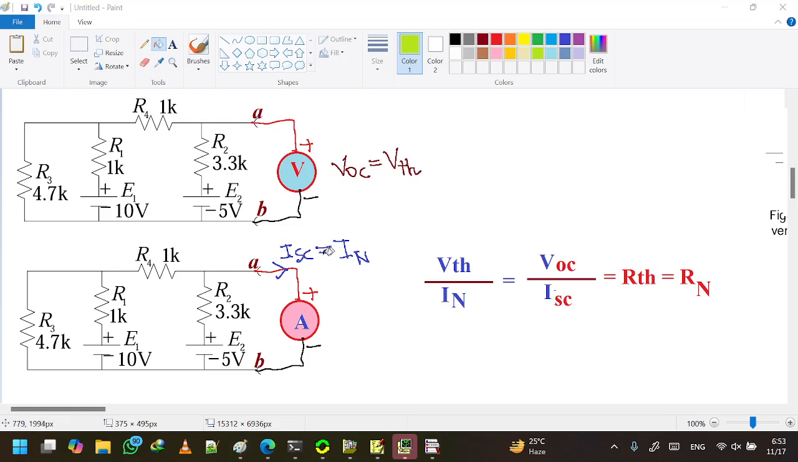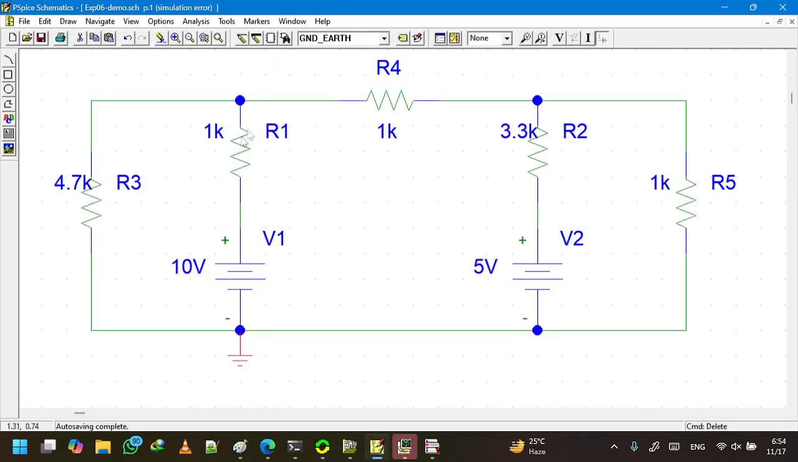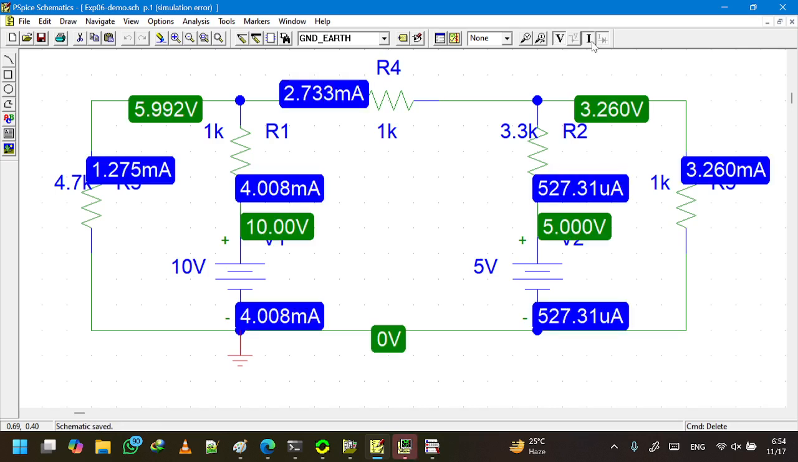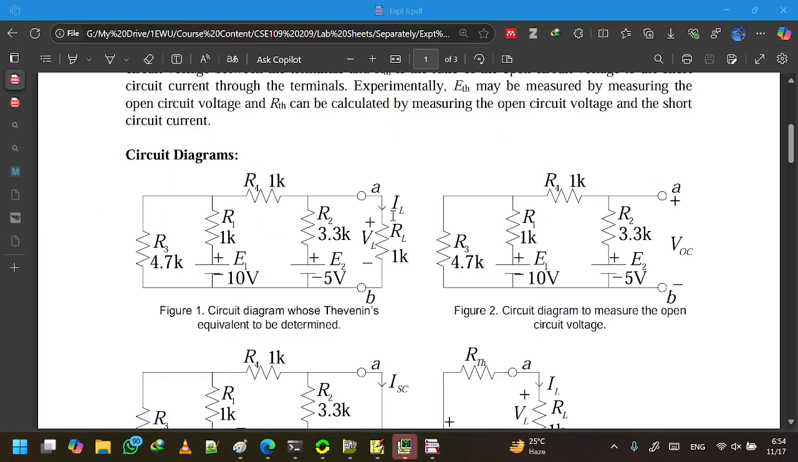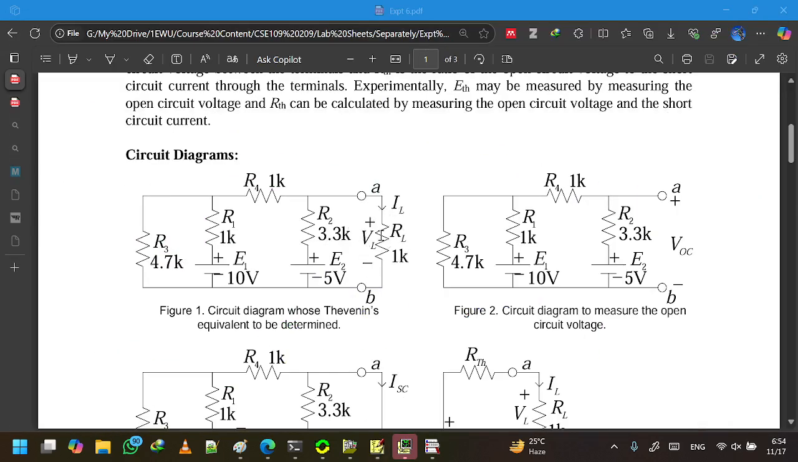Since we know VTH and RTH, we can come up with this circuit, VTH and RTH, experimentally or by calculation or by simulation. From the simulation, we see that this is our very first circuit. We have already drawn it. Now let us simulate to see everything is okay or not. After simulation, everything is good. And the load current here is 3.260 milliampere, flowing in the downward direction.